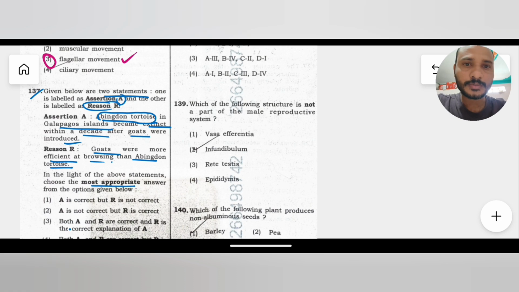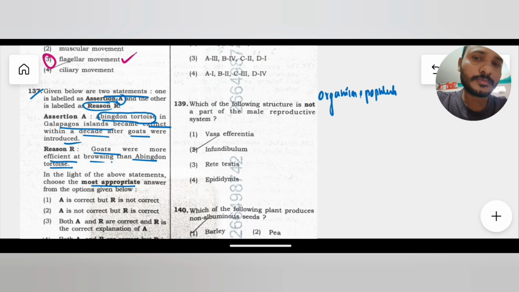There are 4 options, like A is correct but R is not, and so on. We have 4 assertion-reason type options here, and we have to analyze statement 1 and statement 2. How the bighorn tortoise and goat were there, and why the bighorn tortoise became extinct from the Galapagos Islands, we will discuss right now. Generally these questions are framed from the topic organism and population. Here I am writing organism and population.